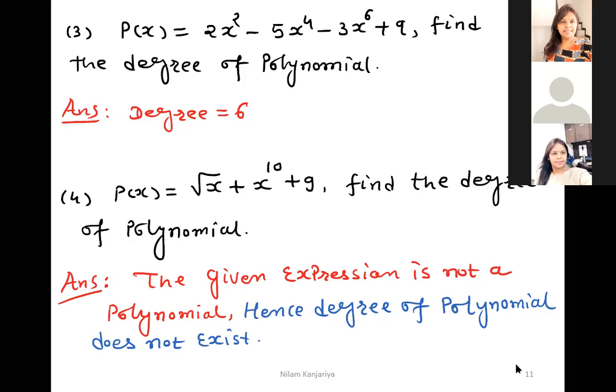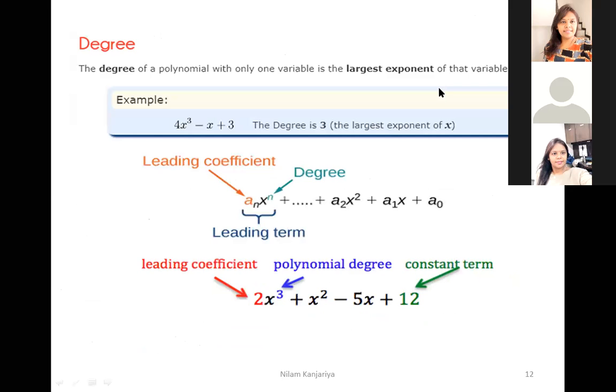So 3 and 4, understand? Anyone have a question about 3 and 4? When we find the degree and when the degree does not exist. Clear? So let's take the next point of the polynomial. This is the degree, and the highest power is known as the degree.